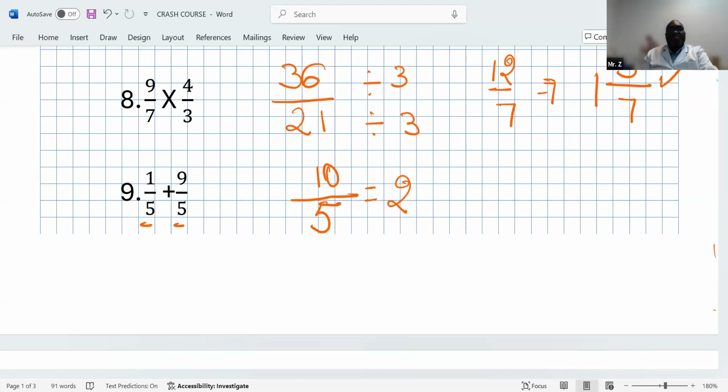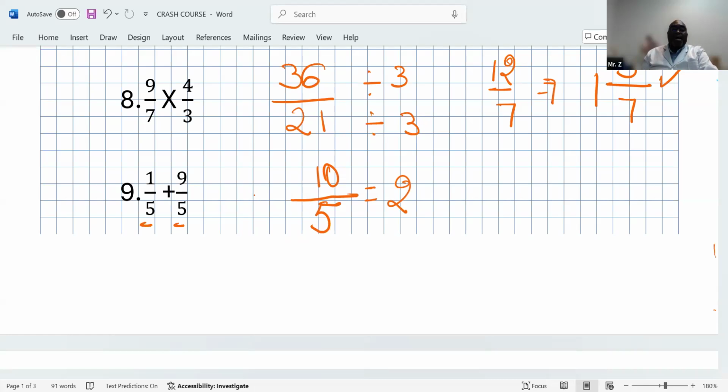Once again, whenever you are adding fractions that have the same denominator, you just add the top. You never add the bottom. Did you hear that? You just add the top. You do not add the bottom, just add the top.